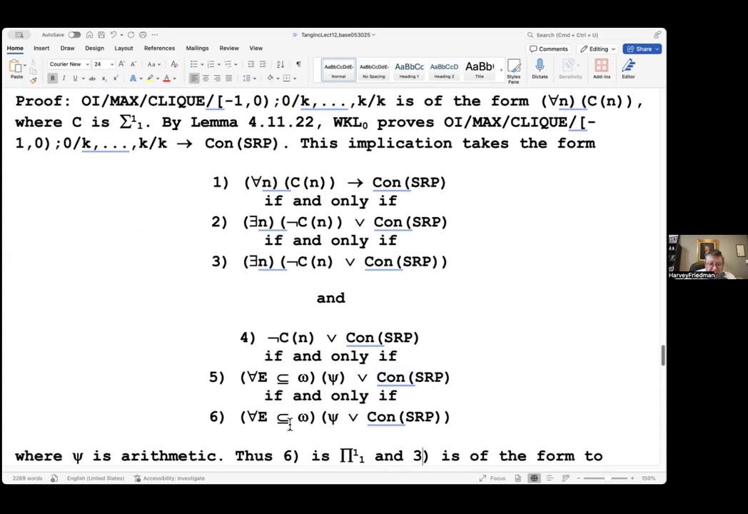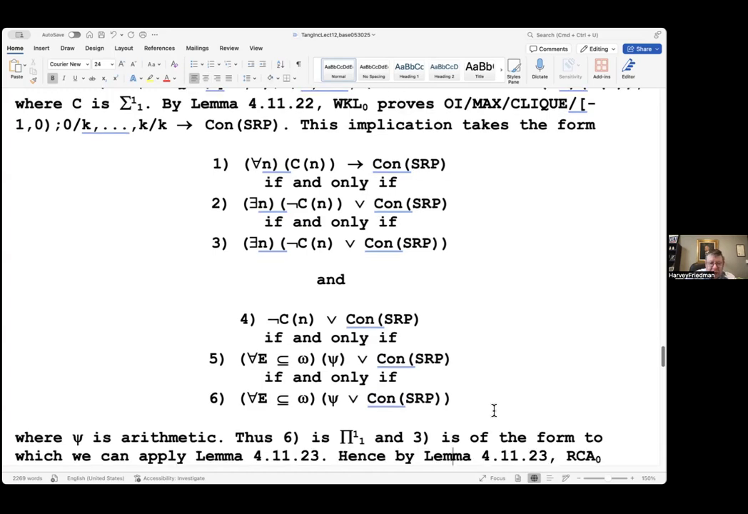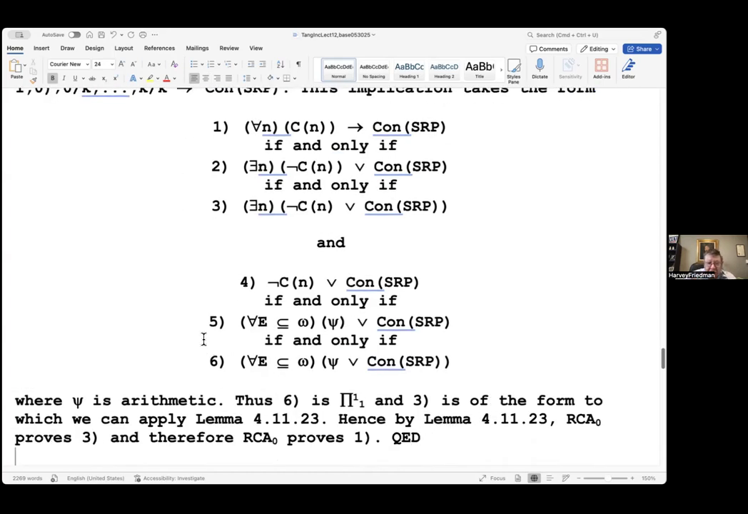or con SRP. And that's the same as you can put the disjunction in here for every E, where psi is arithmetic. So 6 is pi 1, 1. This down here is pi 1, 1, and 3 is of the form there is an n pi 1, 1. So 3 is of the form to which we can apply 4, 11, 23, this Harrington thing. And so by lemma 4, 11, 23, RCA naught proves 3, and therefore RCA naught proves 1. And that's just the statement we're reversing.